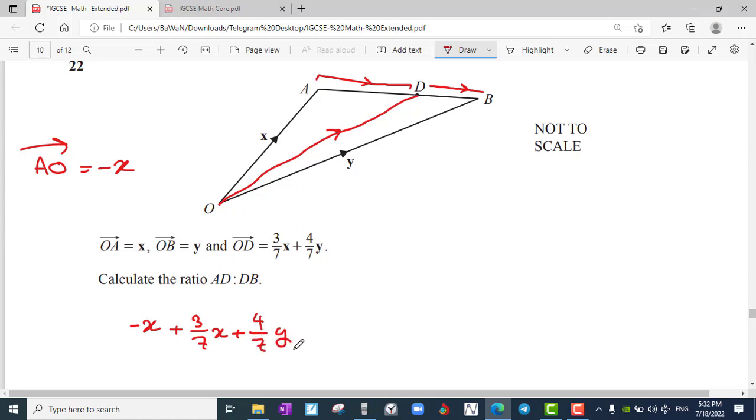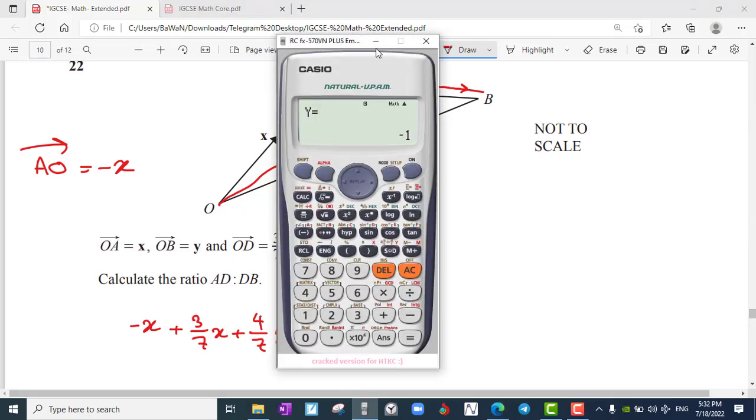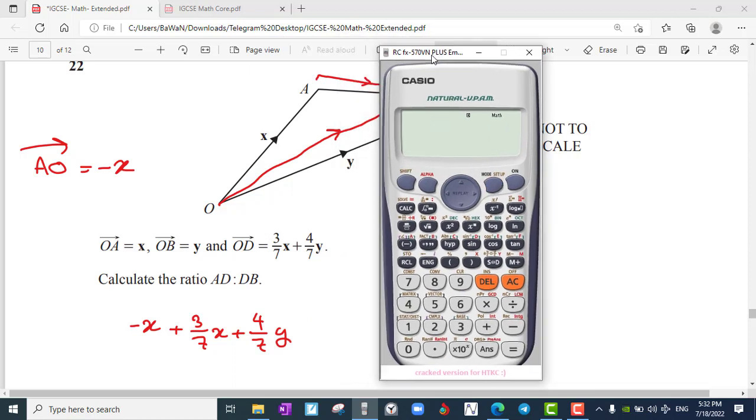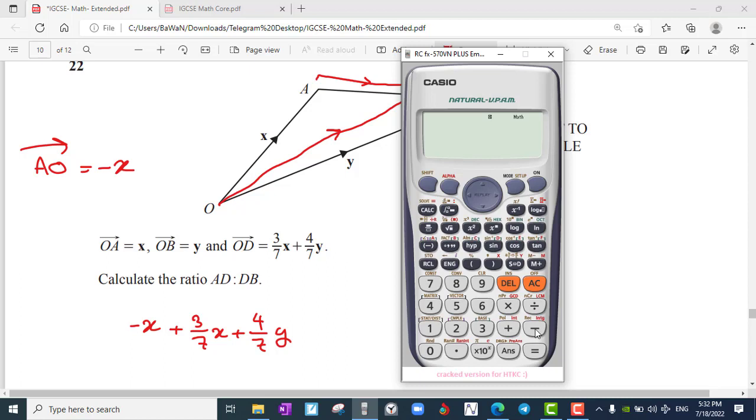Now this 4 over 7y is alone, it doesn't have any simplification, but negative x plus 3 over 7x could be simplified to one term. Go back to the normal mode. We consider this negative x as negative 1, plus 3 over 7x we consider it as just 3 over 7. We add the coefficients together. The result is negative 4 over 7.